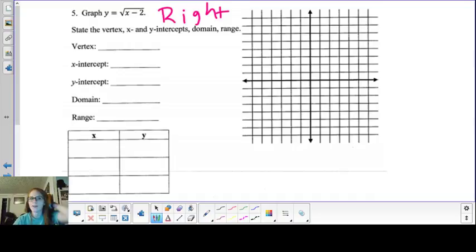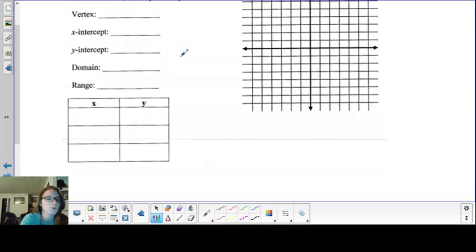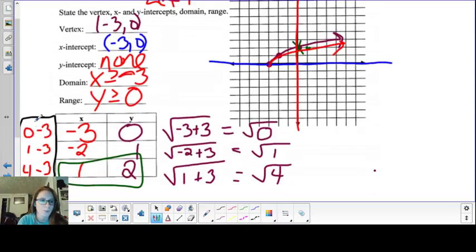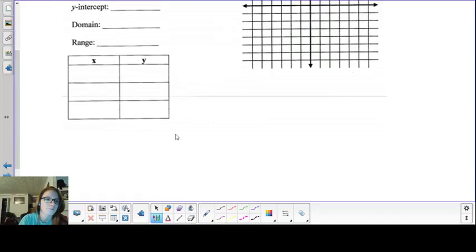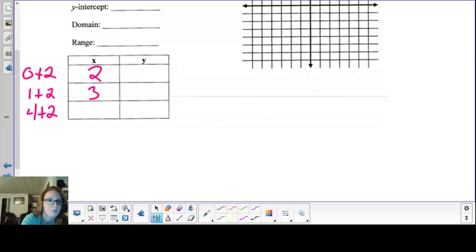Okay, so if I go to the right, typically we're going to add. So I'm going to do the opposite of what I just did on the problem before. We went to the left, so we subtracted. Since I'm going to the right, I'm going to add. So I have my 0 plus 2, my 1 plus 2, and my 4 plus 2, because those are the original perfect squares. 0 plus 2 is 2, 1 plus 2 is 3, 4 plus 2 is 6.